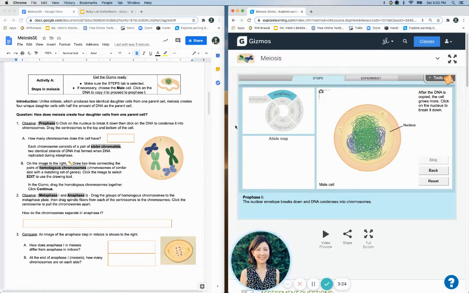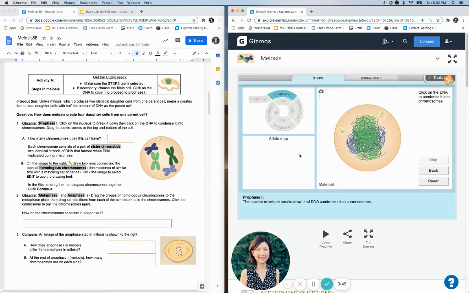So it tells you to click on the nucleus to break it down. Go ahead and click on that. So now the nucleus has disappeared. By the way, at this point, you should know how many chromosomes the cell has. So all cells start out with 46. In humans, we have 46.